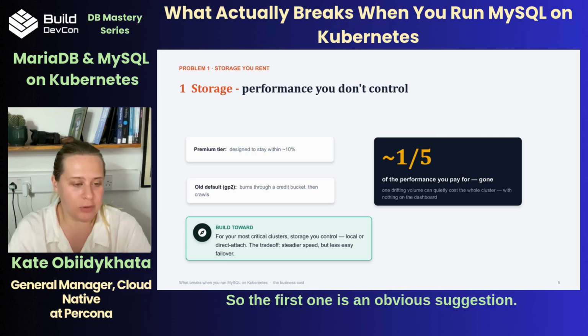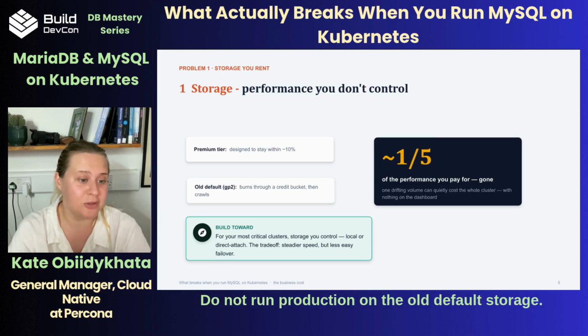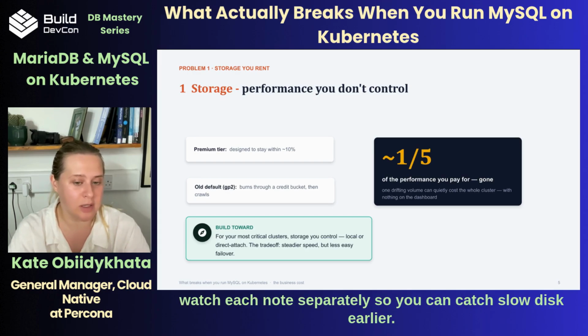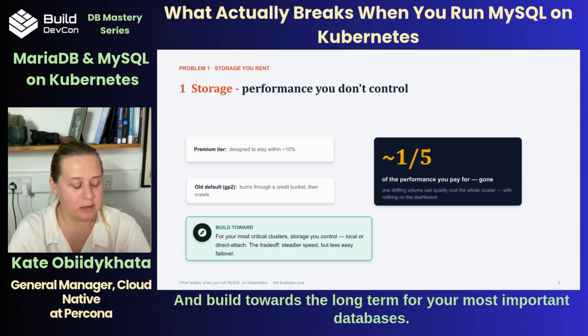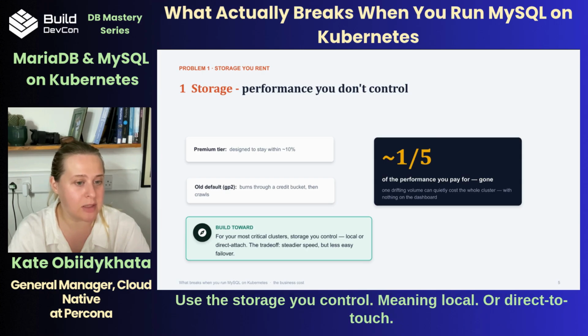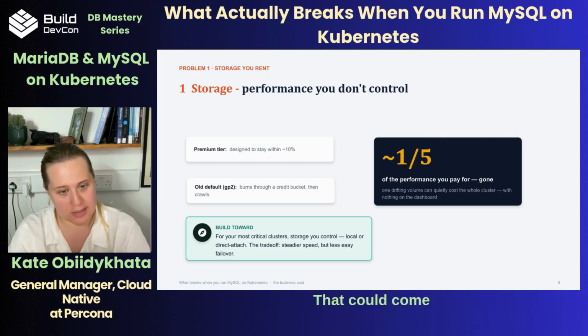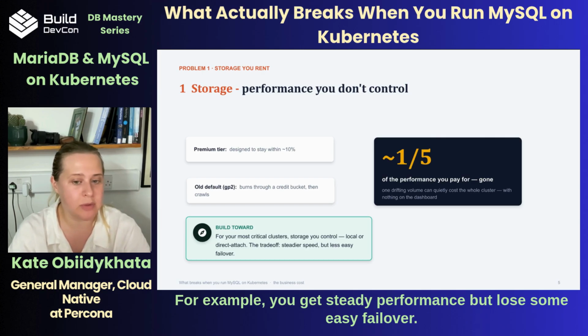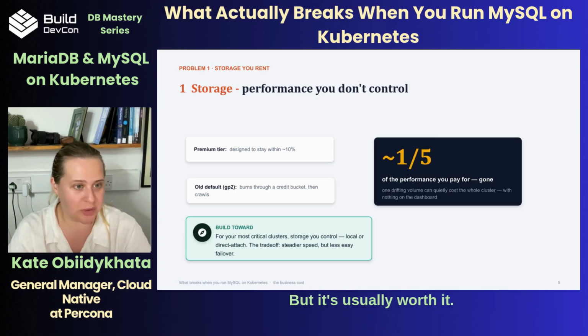So the first one, an obvious suggestion: do not run production on the old default storage. Use provisioned storage and watch each node separately so you can catch a slow disk earlier. And build towards, in the long term, for your most important databases, the storage you control, meaning local or direct attach. That could come with some kind of trade-off. For example, you get steady performance but lose some easy failover, but it's usually worth it.